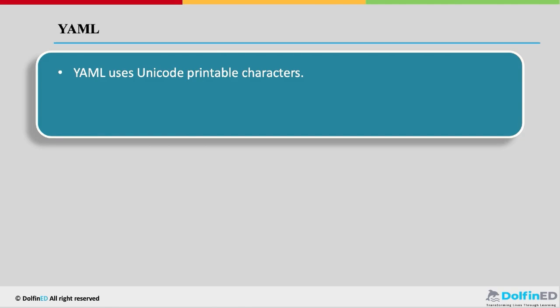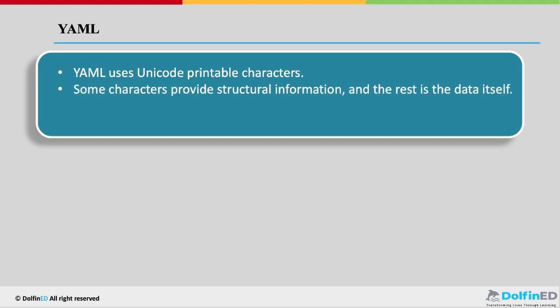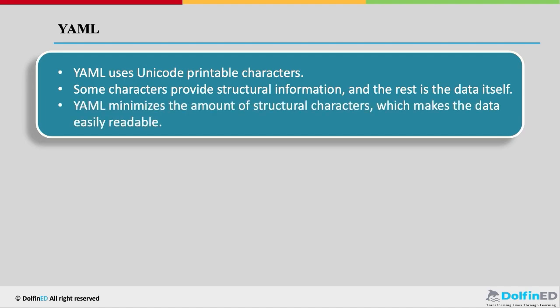So how does a YAML file look? What kind of characters can we use to write it? These are the simple Unicode printable characters that we are all used to. Some of these characters provide structural information, and the rest is the data itself that we need to represent. In general, YAML minimizes the amount of structural characters, which makes the data easily readable. So we don't have a lot of square brackets or the different signs that are used in HTML for structure. So we don't have to do that.